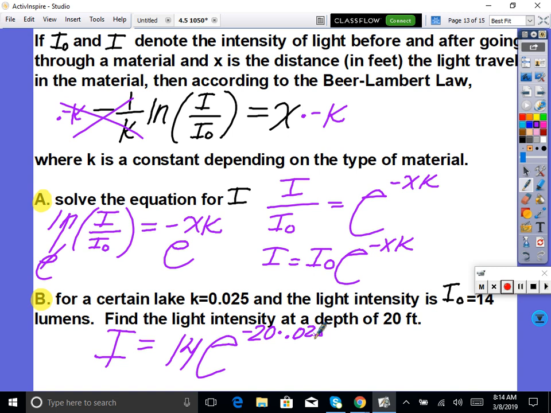14e. I get 8.5. Awesome. So it wasn't necessarily that the math was any harder, it's just it does take a teeny bit of thinking.